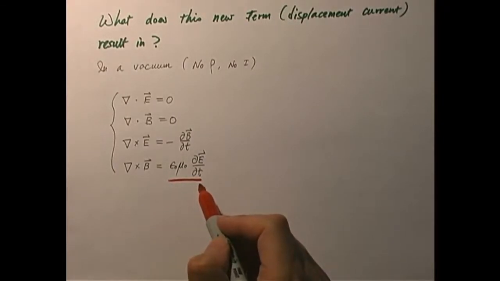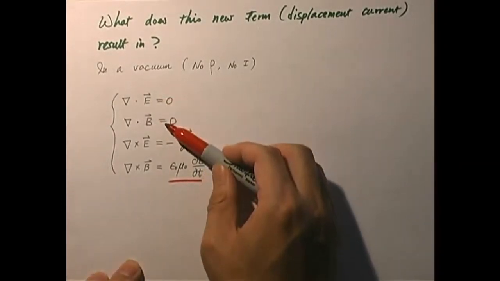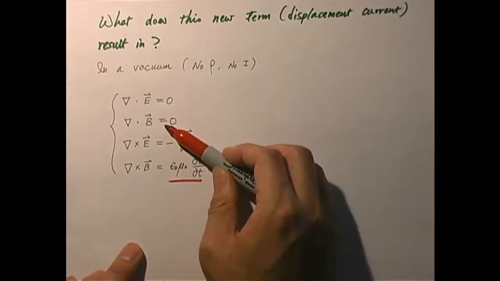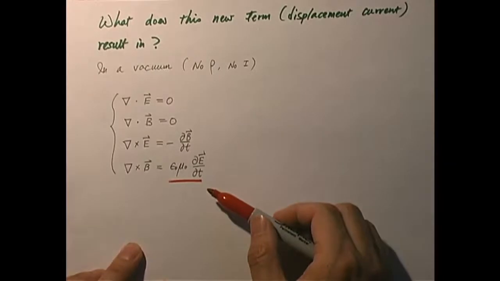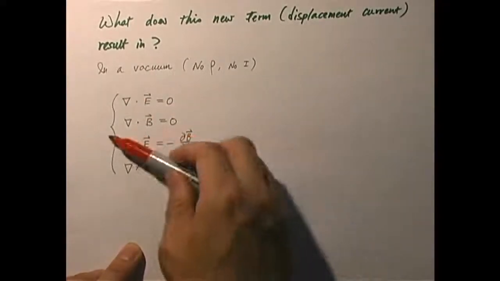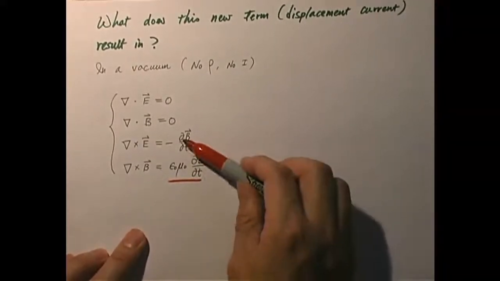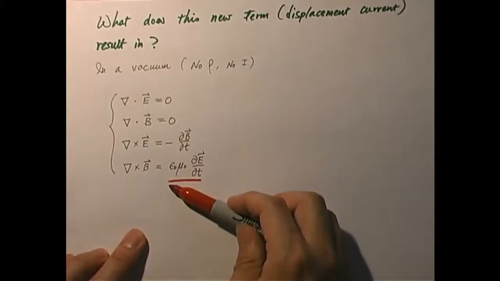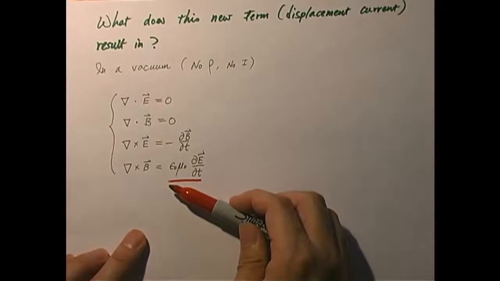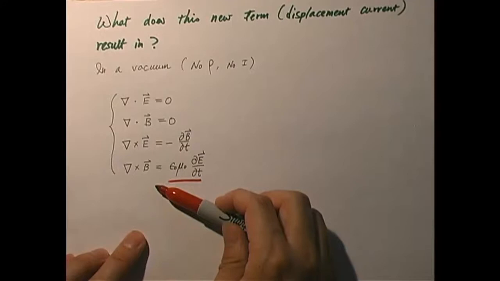And what does the term do for us? Well, you notice that both of these divergences are 0. So in the case of a vacuum, the only possible field that can exist is a transverse type of field. The longitudinal field is simply 0. It's a transverse field. And you also notice that in these last two equations, E and B and B and E are intertwined in the same equation. So what I want to do is try to separate E and B into different equations. And how do I do that?